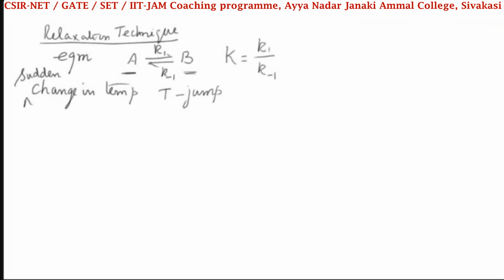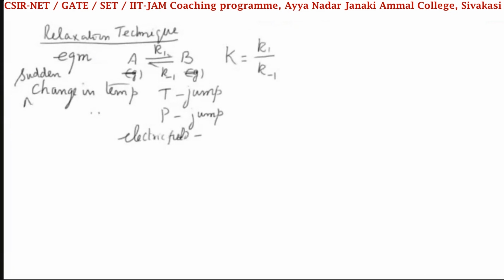Or, if A and B are gaseous in nature, then in addition to the temperature jump, you can give a pressure jump. Or if A and B are ionic, they are accessible to conductivity or the electric field. You can suddenly change the electric field. It is called the electric field jump.